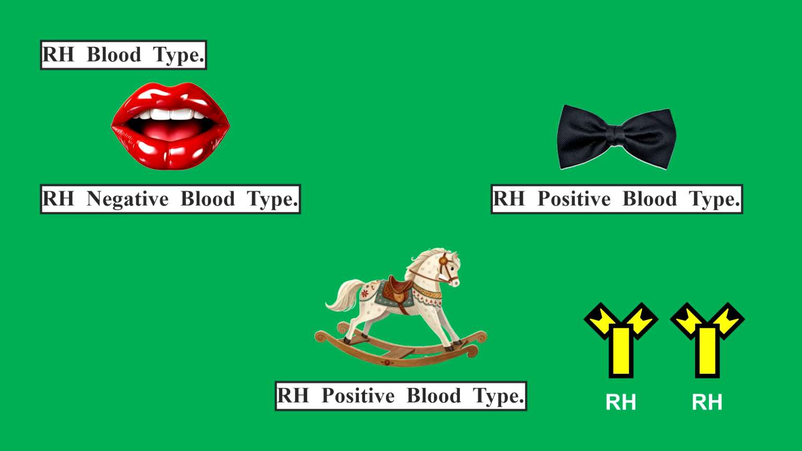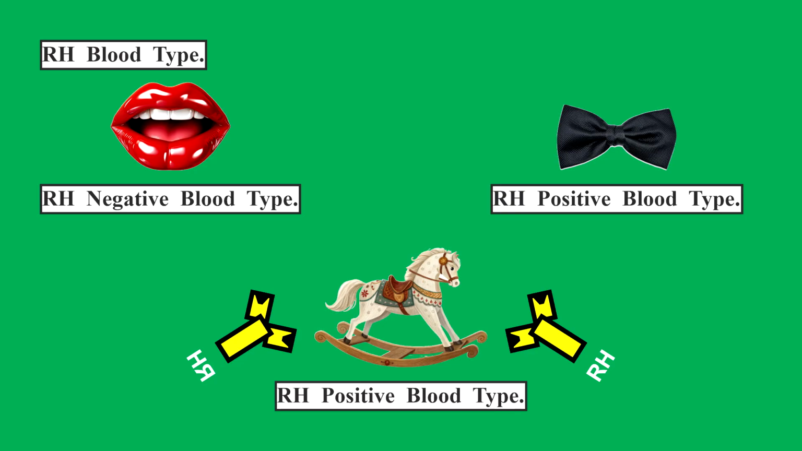After the mom gives birth, they will test the baby's blood to see if the baby is Rh positive. If the baby is Rh positive, within 72 hours after the mom gives birth, she will be given another RhoGAM shot. If the mom does not receive the RhoGAM shot, the next time the mom gives birth, the mom's Rh antibodies will attack the fetus.